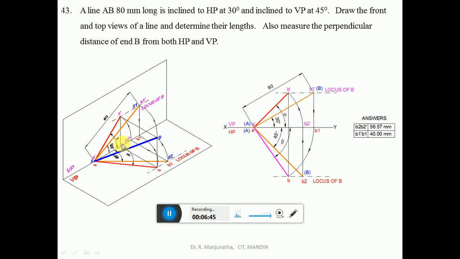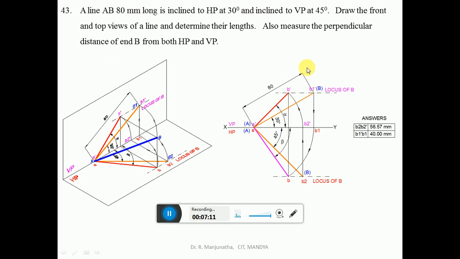Then you measure the angle beta here and you measure the angle alpha here. And determine the perpendicular distance of point B from both HP and VP. That means we need to determine B dash B1 dash, B1 dash B1 and also B2 dash B2. So this is how we analyze this problem in 3 dimensions.